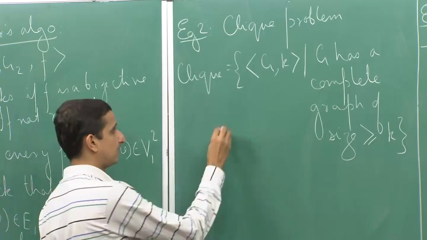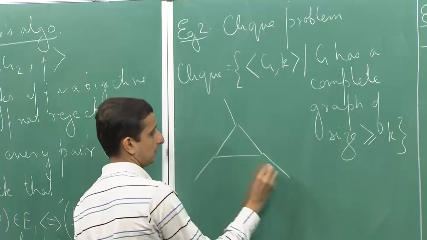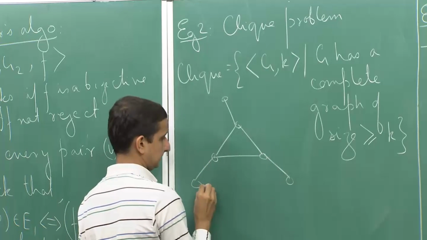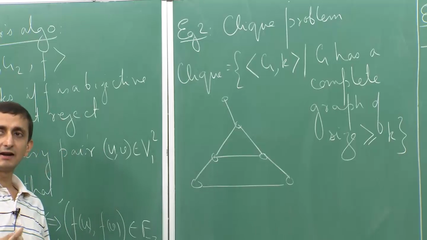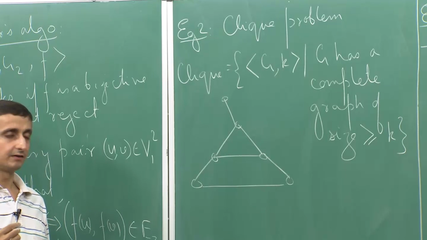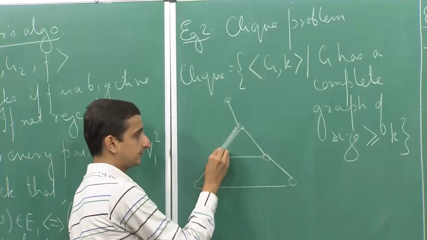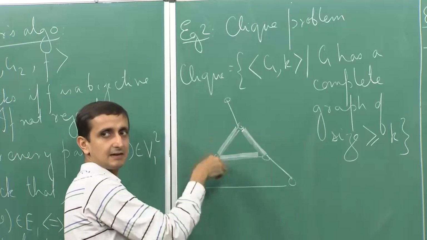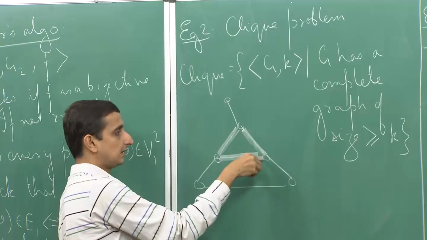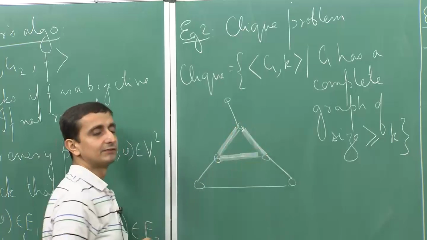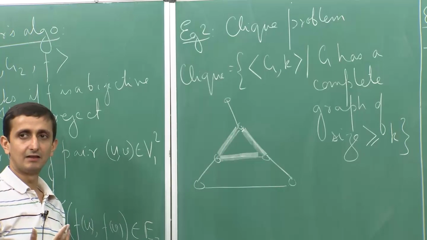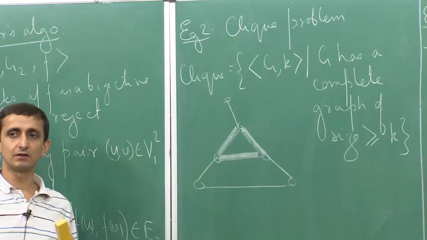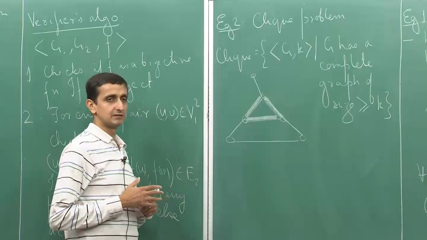Okay. For example, if I look at a graph which looks like this. Okay. So, these are the vertices, maybe there is something here also. So, this graph has a clique of size 3, right. For example, if I take these 3 vertices, then there is a complete graph of size 3 comprising of these 3 vertices, okay, which is a triangle. But you can easily see there is no clique of size 4. So, clique of size 4 would be a complete graph of size 4, which is not present in this graph. Okay.